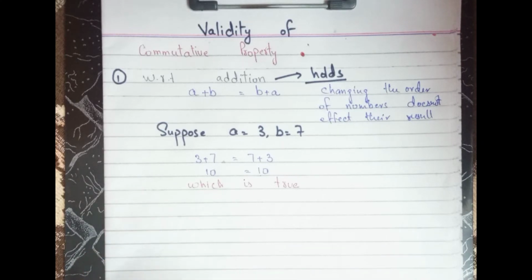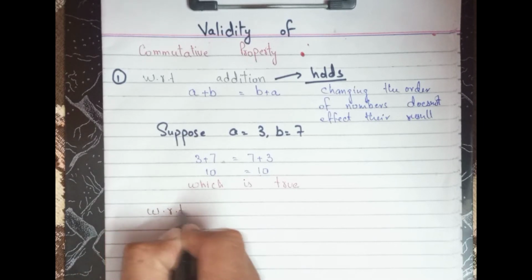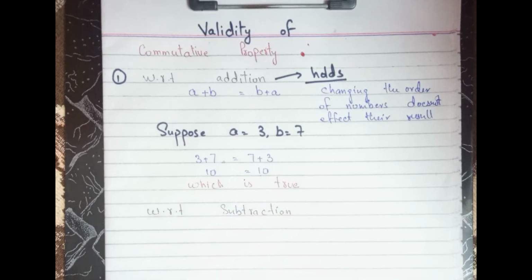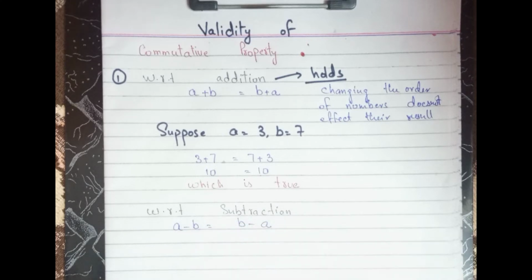In the second section, we will discuss its validity with respect to subtraction. With respect to subtraction, this property will be like A minus B must be equal to B minus A. So here we will suppose two numbers. Suppose A is equal to 4 and B is equal to 6.